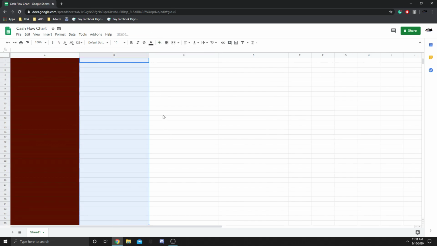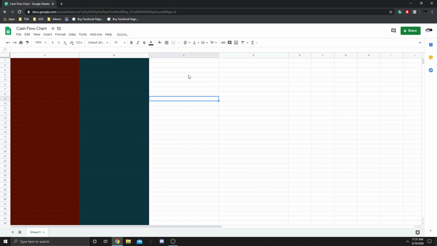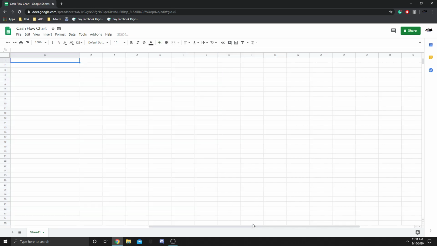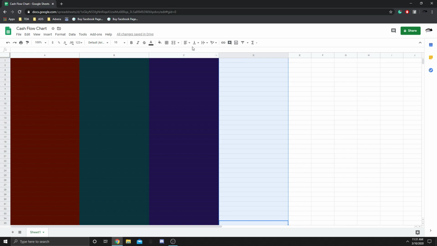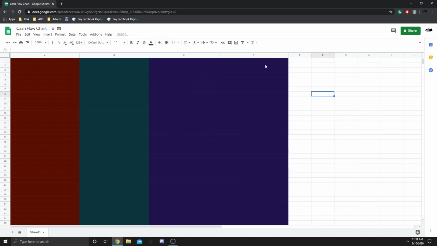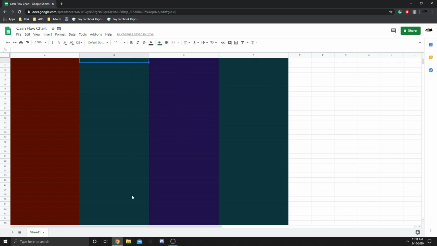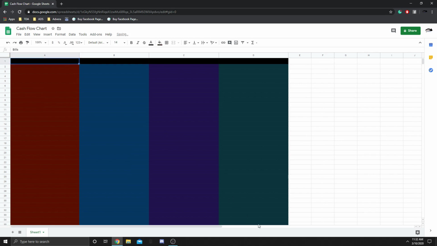So I'm going to color code these different charts just in dark colors so that it's easy to see, easy to keep track of. Everything has its purpose. Okay. This top one is going to be black with white text. So this is going to be like bills. You also want to grab all these, change the text color to white.